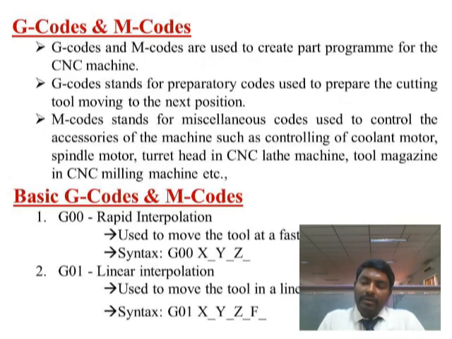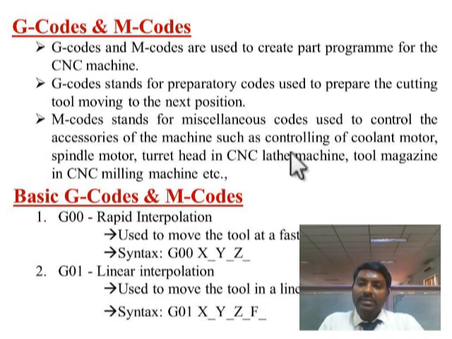Next, to create a CNC program, we need to know what G codes and M codes are, because a CNC program consists of G codes and M codes. Now let us see what is meant by G codes and what is meant by M codes. G codes stand for preparatory codes, which are used to prepare the cutting tool to move to various positions. So for giving the various tool positions, these G codes will be used.